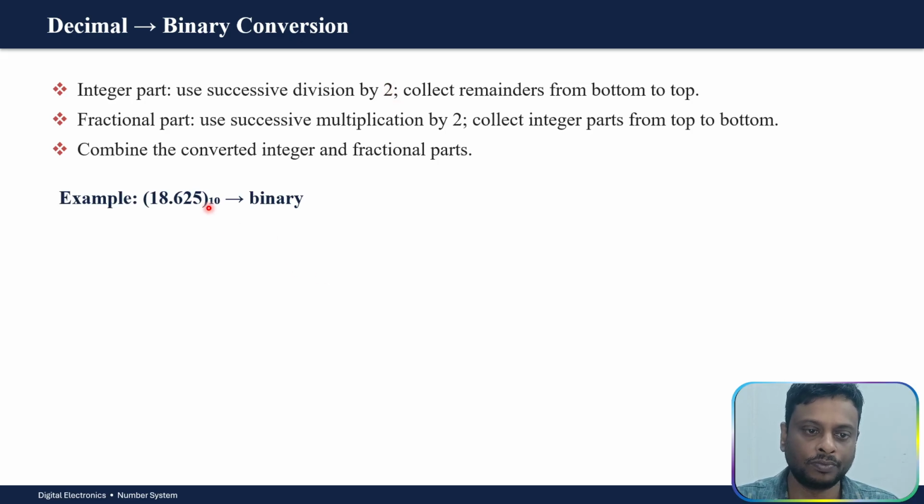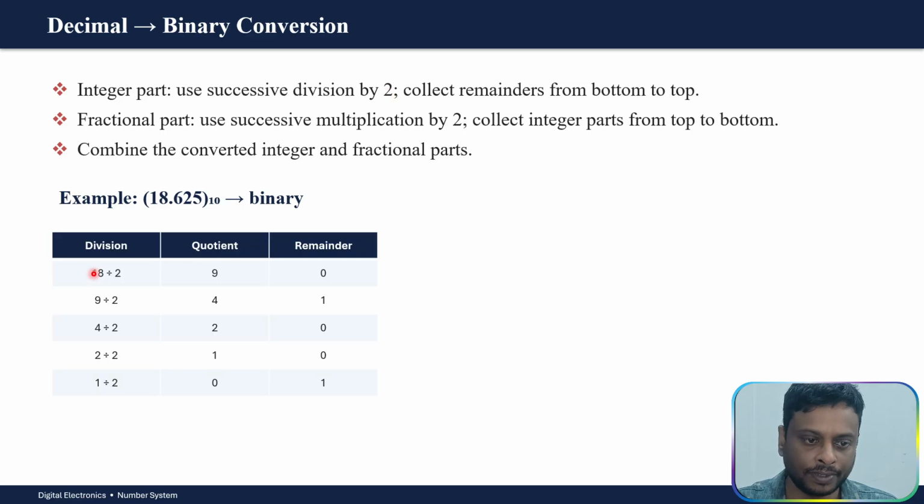So this is the decimal number system, and we need to convert it into binary. Here 18 is the integer part, and after the point is the fractional part. So for the integer part, what do we have to do? Divide by 2. So 18 divided by 2, the quotient is 9 and the remainder is 0. Then 9 divided by 2.